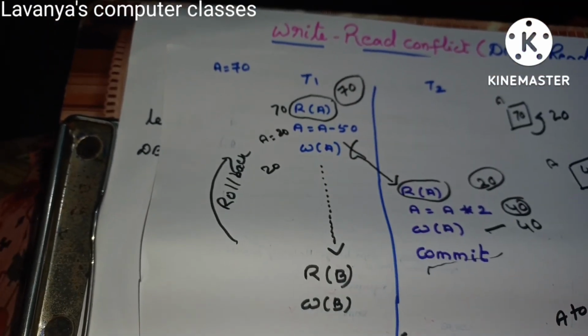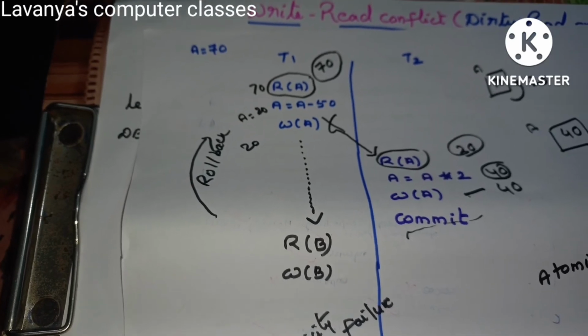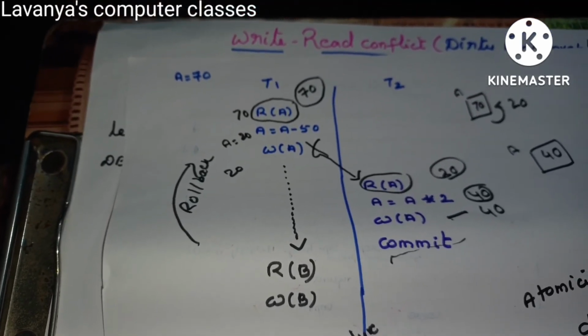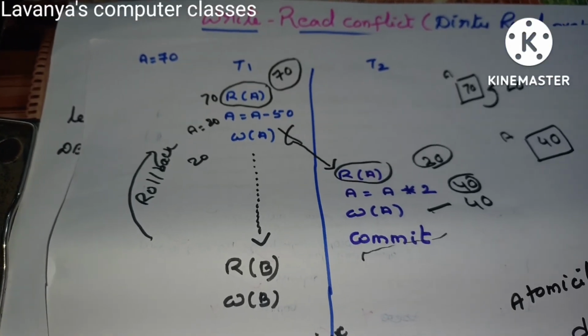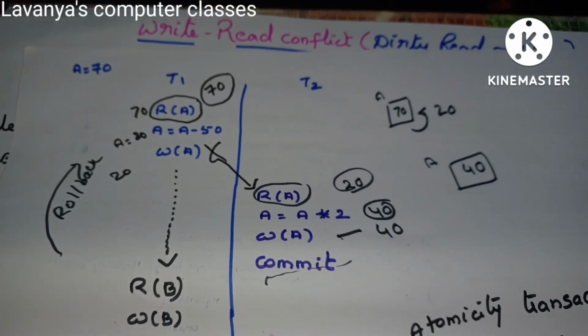So this is one problem you face in concurrency control of transactions. The first problem is the dirty read problem, write-read conflict. Remaining problems I will explain in the next videos.